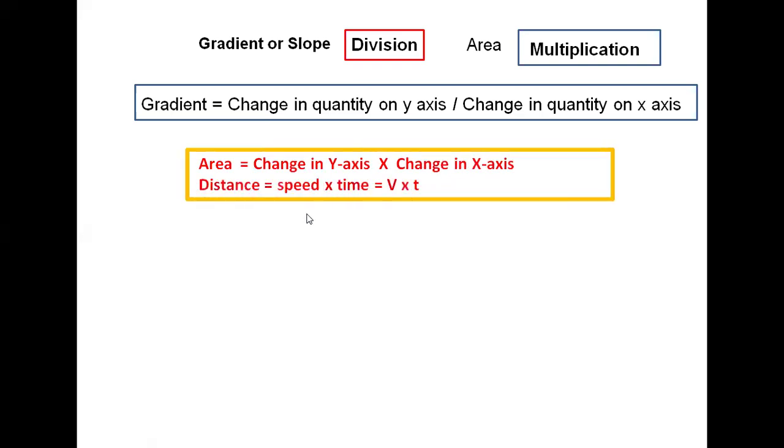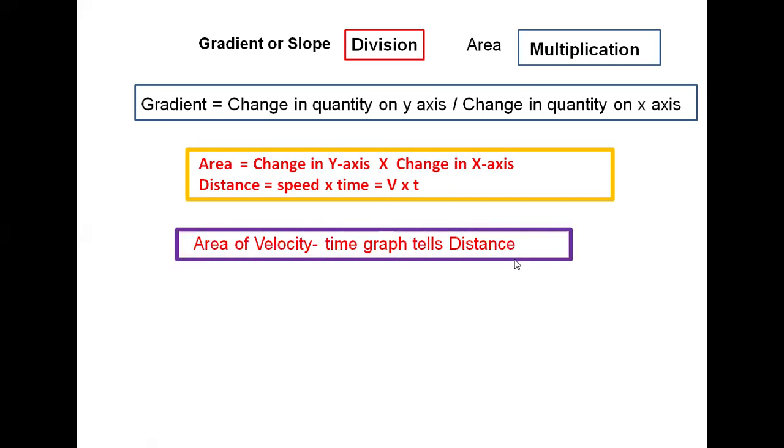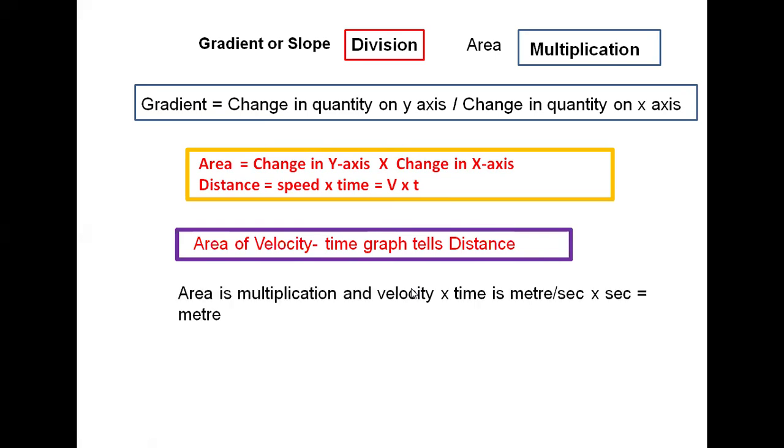That is, distance is equal to speed into time, S is equal to V into T. So the area of a velocity-time graph tells distance or displacement. Area is multiplication, velocity multiplied by time. Meter per second is the unit of velocity and second is the unit of time, so second and second get cancelled. So the unit is meter.